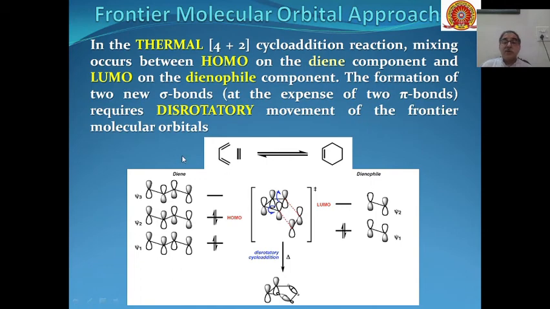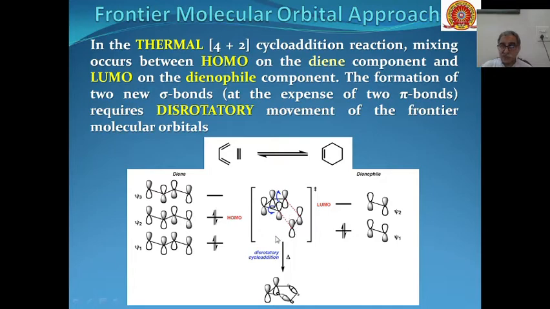Now, frontier molecular orbital approach in case of thermal 4+2 cycloaddition. If you see this, the mixing occurs between the highest occupied molecular orbital of the diene component and the lowest unoccupied molecular orbital of the dienophile component. You can see over here, in case of diene, Psi2 is the highest occupied molecular orbital, whereas in case of dienophile, this is the lowest unoccupied molecular orbital, Psi2. So this Psi2 and this Psi2, they will interact with each other.